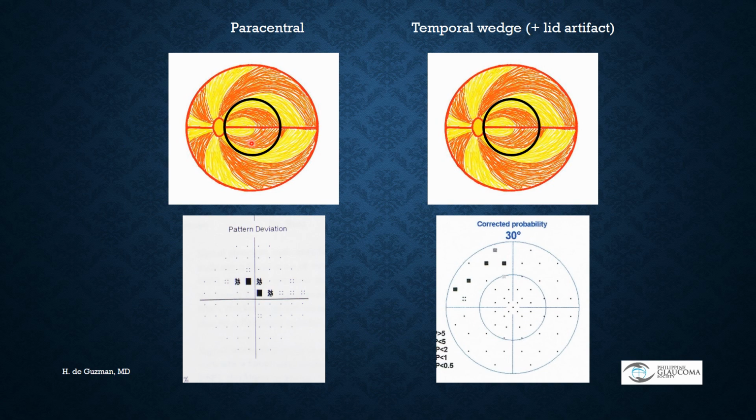On the left, we have an example of a paracentral scotoma. It emanates or extends from the blind spot in an arcuate pattern within the central 10 degrees of field. And the area of the retina that would be affected would be here. On the right, we have a temporal wedge defect. Unfortunately, with a lid artifact, it's very hard to find a pure temporal wedge defect because these are very rare. So this is the temporal wedge defect, and that is the retina that would be affected.